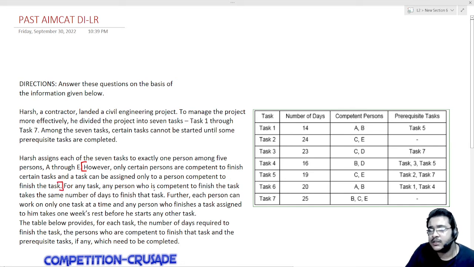For any task, any person who is competent to finish the task takes the same number of days. So suppose A and B are competent, so A will take the same number of days, B will take the same number of days. Nothing more complicated over there.